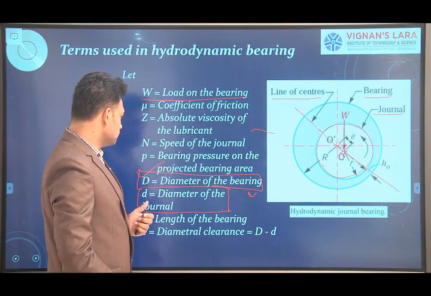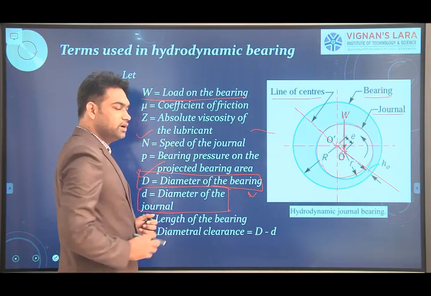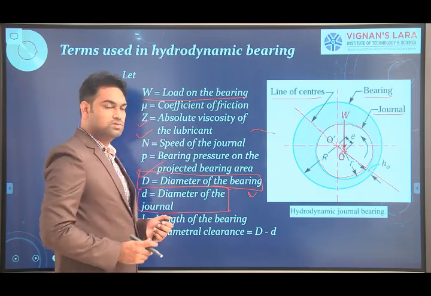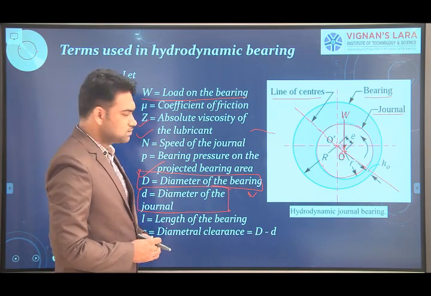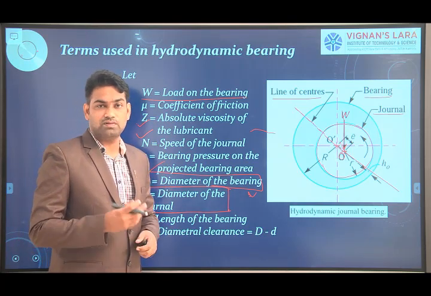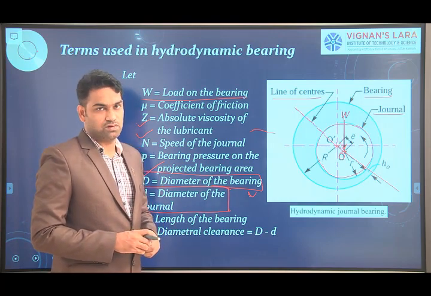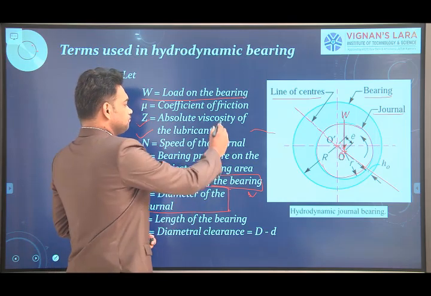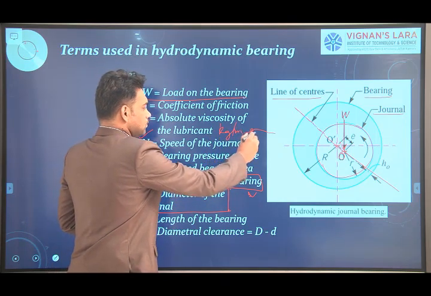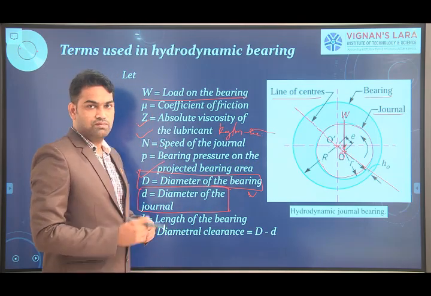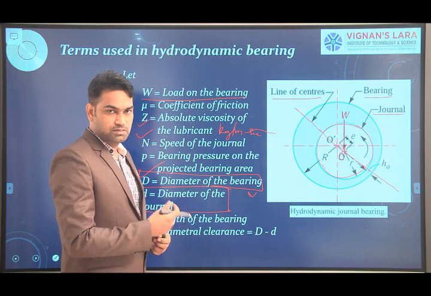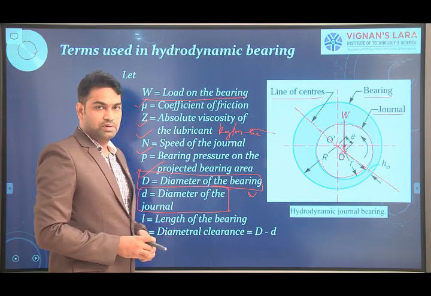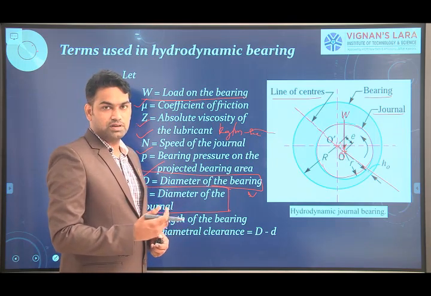And there are a few more terms. N is the speed of the journal, that is the rotating speed. Z is the absolute viscosity of the lubricant. We studied in fluid mechanics that we have two different viscosities, absolute viscosity and kinematic viscosity. Here we consider only the absolute viscosity of the lubricant, in kg per meter second. Clear? And mu is the coefficient of friction, the friction present between the surfaces, and P is the bearing pressure between the two surfaces.